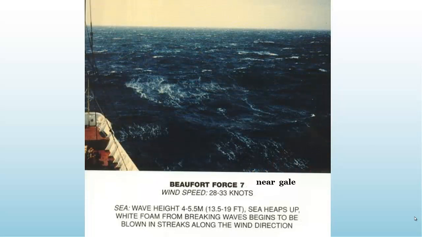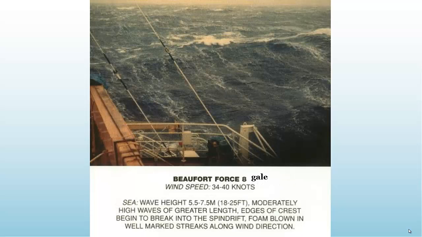And then we have force 7, what we call a near gale. In Norwegian, we would call that a stiv kuling. So before force 6 we had liten kuling, and then we had stiv kuling, a near gale. Here we have the seas heaping up, we have white foam breaking, wind speed 28 to 33 knots, so it's a good wind going out there. And then force 8, a gale. So when they're referring in the shipping forecast to a gale, force 8, we have high wave heights about 5 to 7 meters, 7.5 meters. And in Norwegian, we call this a sterk kuling.